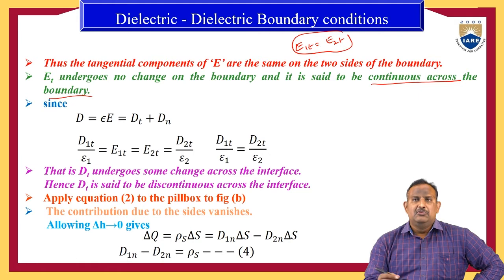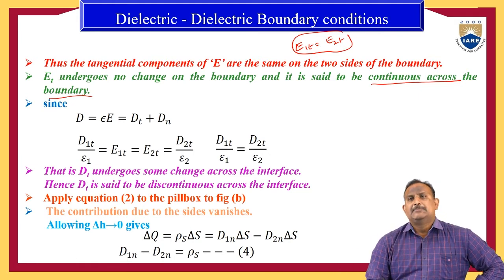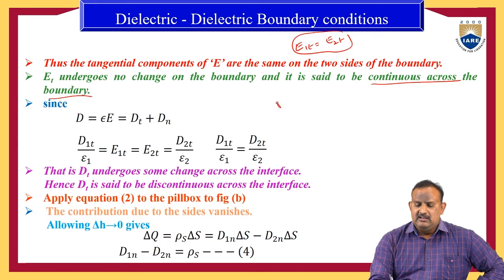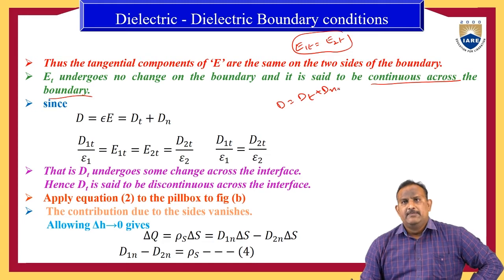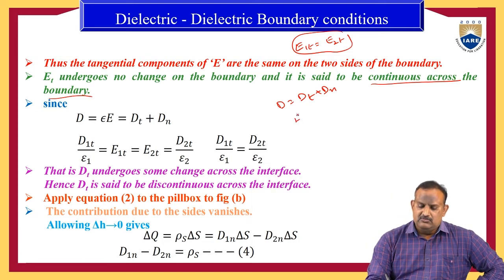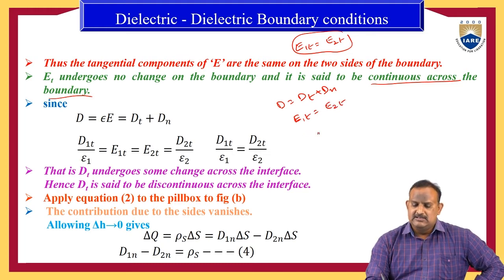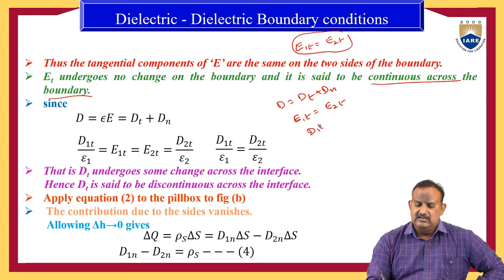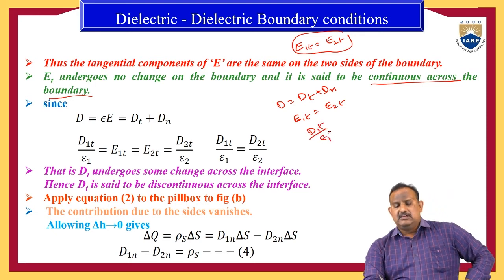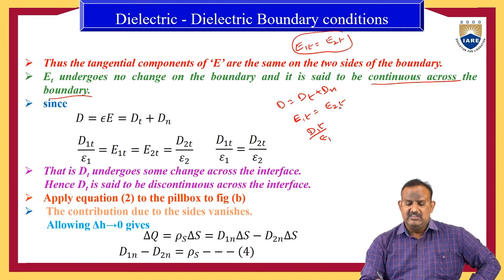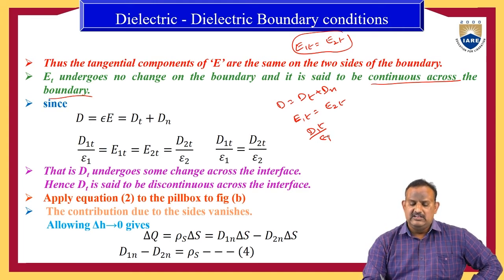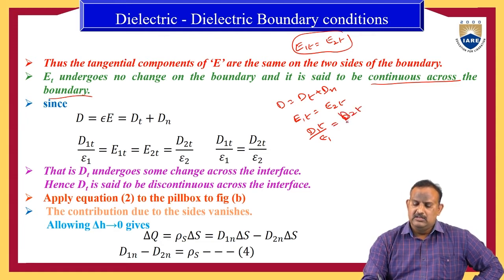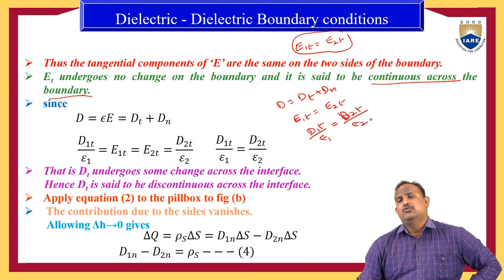Next, we know that the electric flux density D is equal to epsilon E. The electric flux density can again be resolved into tangential and normal components. Already we know that E1t is equal to E2t. E1t can be expressed as D1t by epsilon 1, because D is equal to epsilon E. So we can write D1t by epsilon 1 is equal to D2t by epsilon 2.